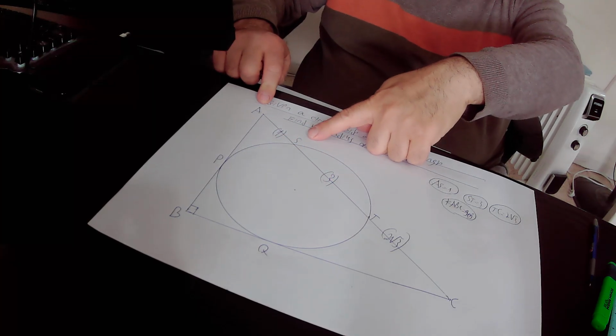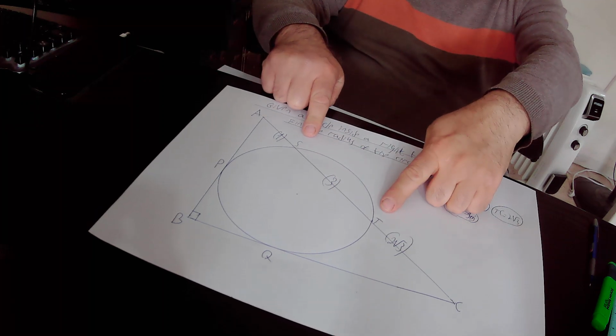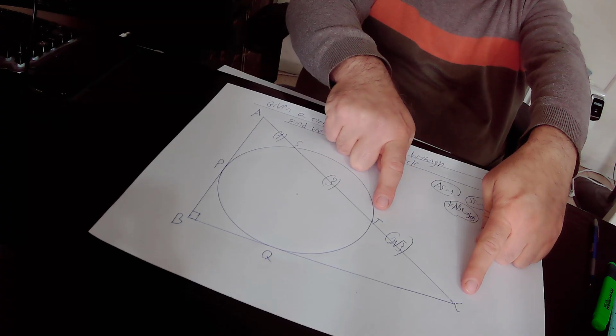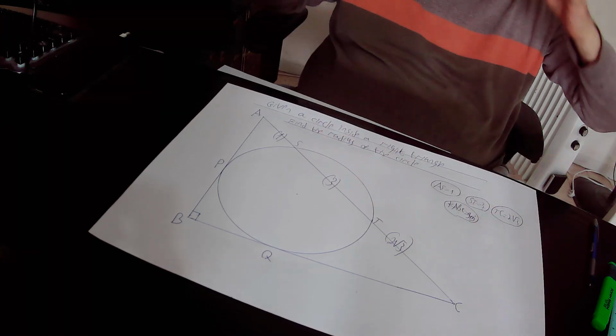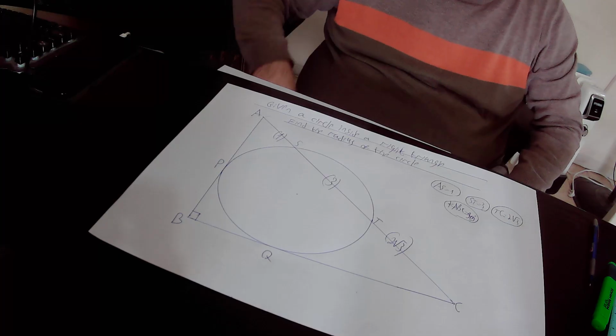This is line segment AS that is equal to 1 unit in its length. This is line segment ST that is equal to 3 units in its length. And this is line segment TC that is equal to 2 times root of 3 units in its length. Again, our mission is to find out the radius of this circle.